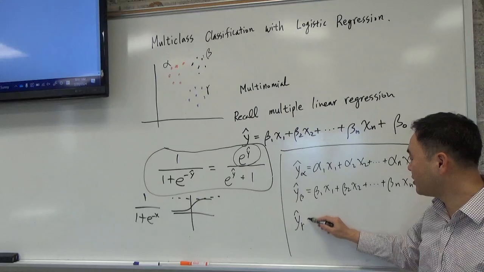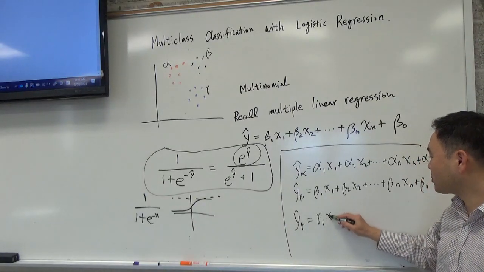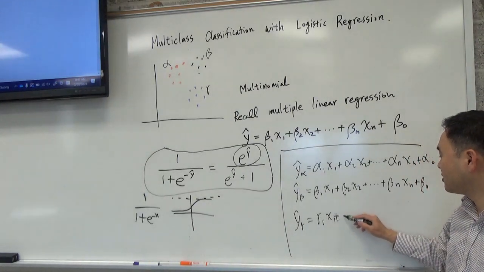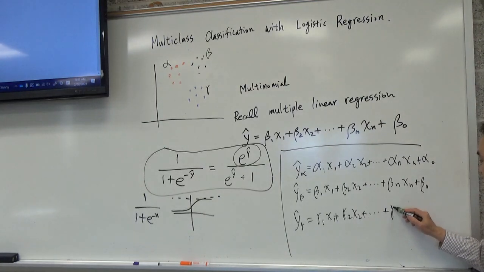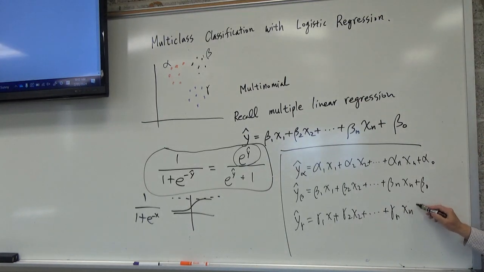Y hat gamma will be gamma 1 x1 plus gamma 2 x2 up to gamma n xn plus gamma 0. Sorry, not beta 0, this should be gamma 0. This is not y, this is gamma, it just comes down slightly.